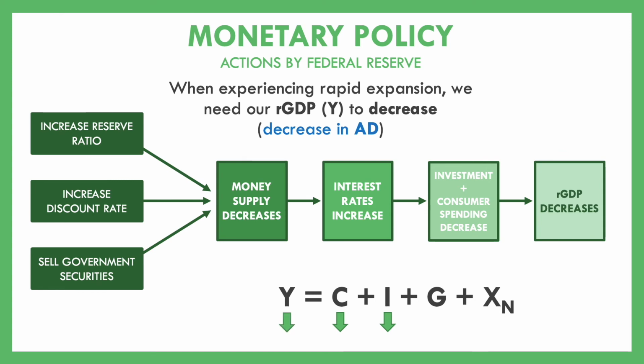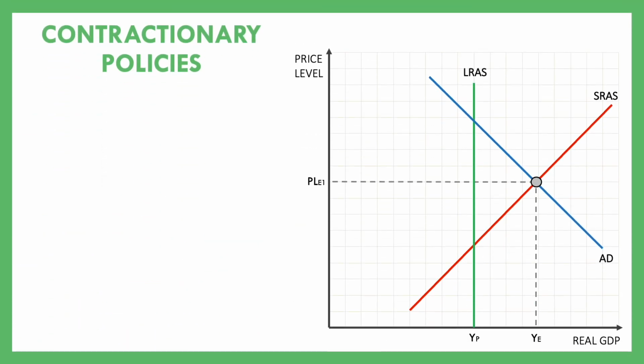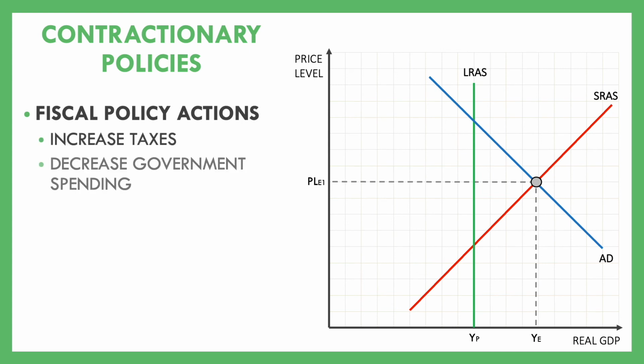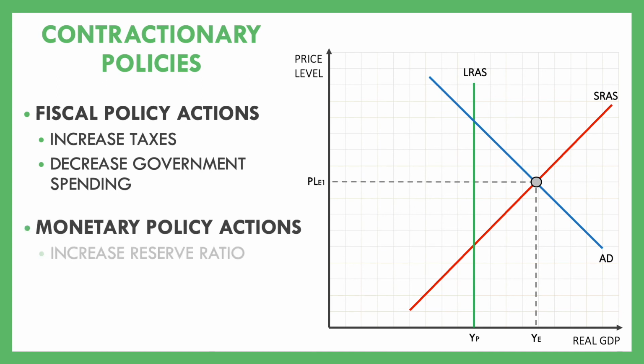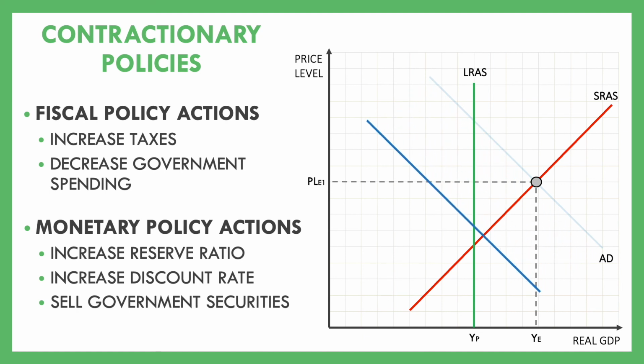So again, what does this look like on the model? Well, we had said that this is an instance where we're beyond our potential. We're to the right there of our long-run aggregate supply. And whether we implement those fiscal policy actions like increasing taxes or decreasing government spending, or we implement monetary policy actions by the Federal Reserve like increasing the reserve ratio, increasing the discount rate, or selling government securities, these policies are all complementary. They all are trying to do the same thing. They're all moving the aggregate demand curve in the same direction. Specifically, they're all causing a decrease in our aggregate demand, right?